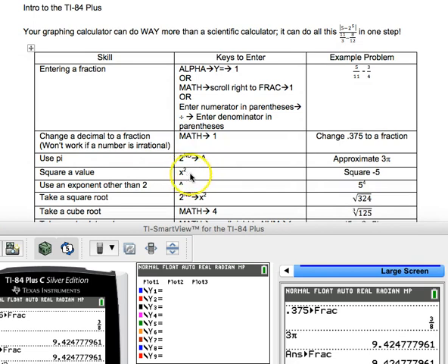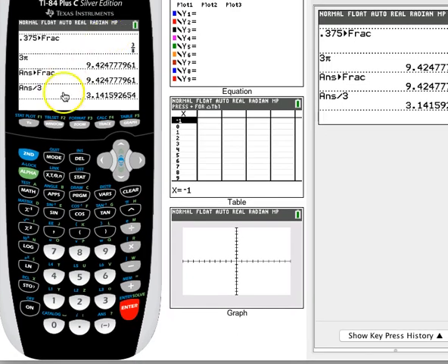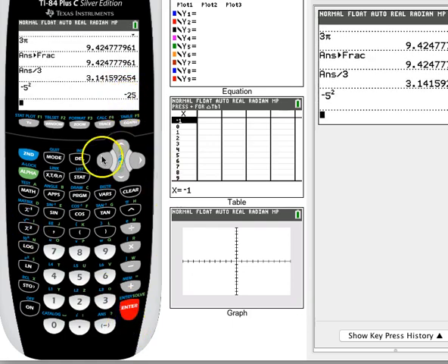Then square a value. It's the x squared button. So we're going to square -5. Now the reason why I picked this one is because I want to show you the difference. Some people, when I say square -5, they say, oh, okay, negative symbol, 5, squared key, and press enter. And it tells them -25 and they write down that. Don't do that. That is not correct.